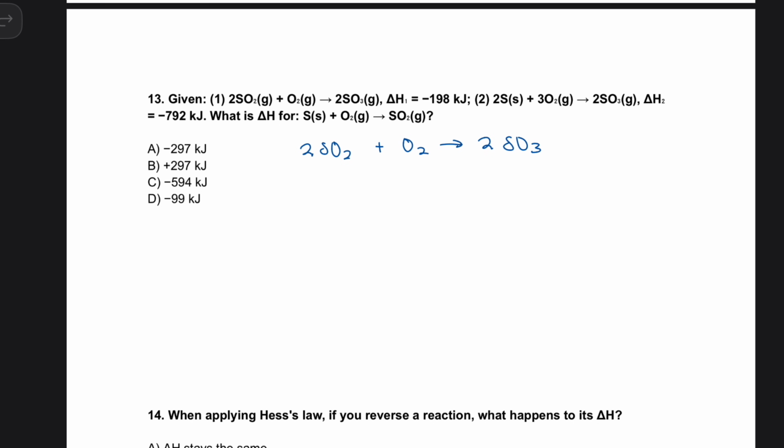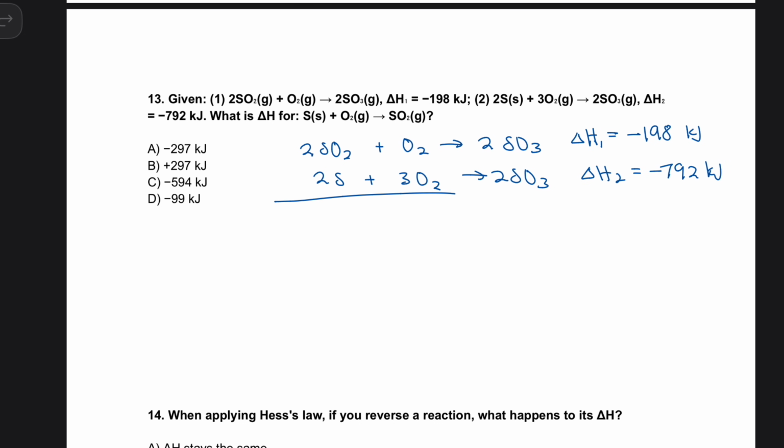I like to write out all the equations that they gave us, just so it's stacked on top of each other. So I look at it like a system of equations, like in math, and then I just write delta H beside it. So first one, negative 198 kilojoules. Second one, negative 792 kilojoules. And then I just draw a line and then I write the final formula below it. I'm not going to write the states.